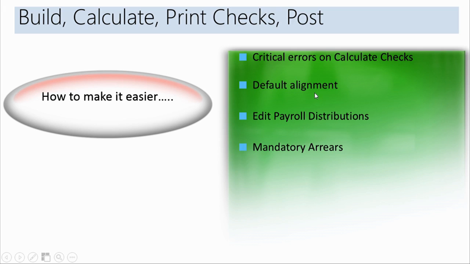We talked about the default alignment. I'll also show you how to edit your payroll distribution. So if we find a general ledger account that is incorrect, we can edit it on the fly and continue on with our payroll without removing our build. And last, we'll discuss mandatory arrears.